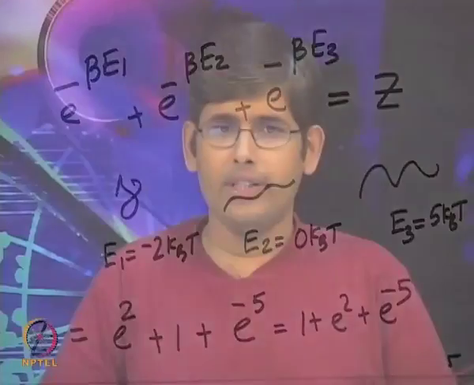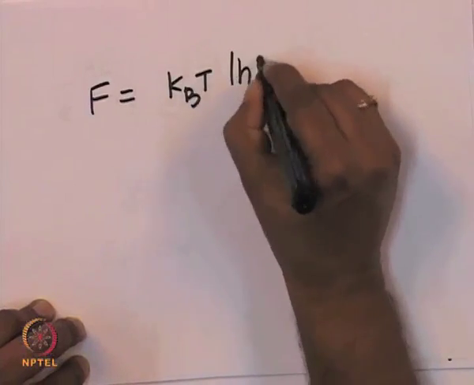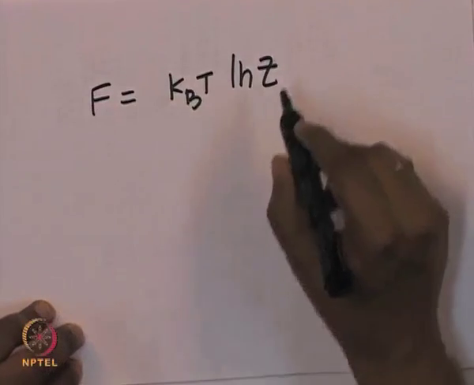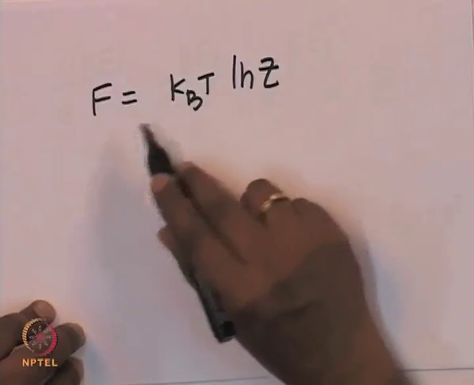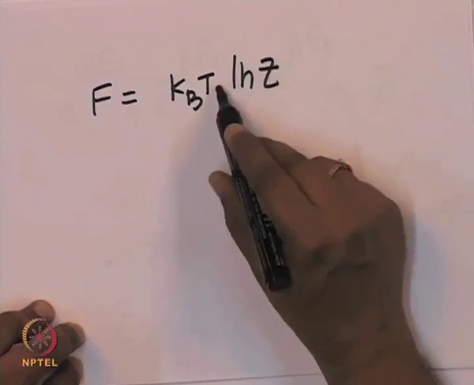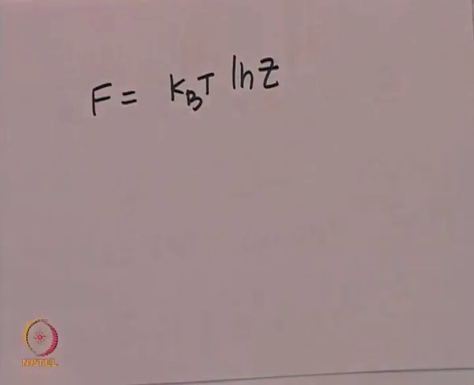So, now what is the use of knowing Z? It turns out that the free energy is nothing but the log of the partition function. So it turns out that free energy F is kBT log Z. If you know the partition function Z, you can find the log of it and multiply with kBT and you will get free energy. So Z is a number, log of Z will be some other number, and you multiply with kBT, you get unit of energy. So if you know the partition function, it is easy to calculate free energy.